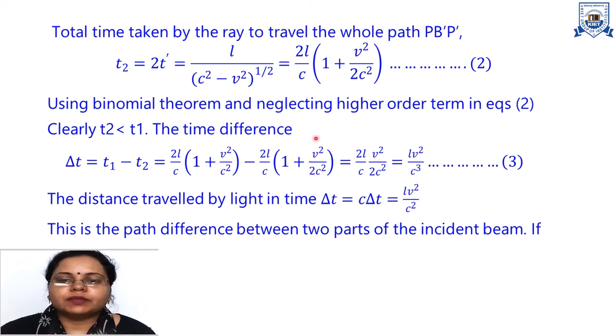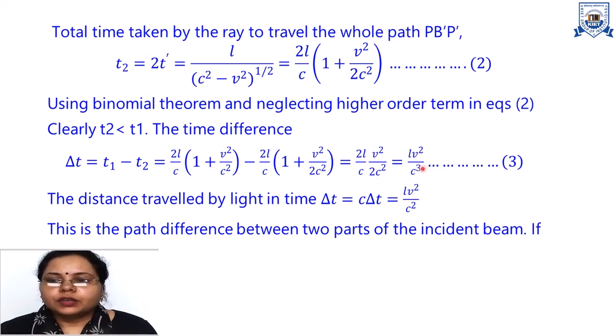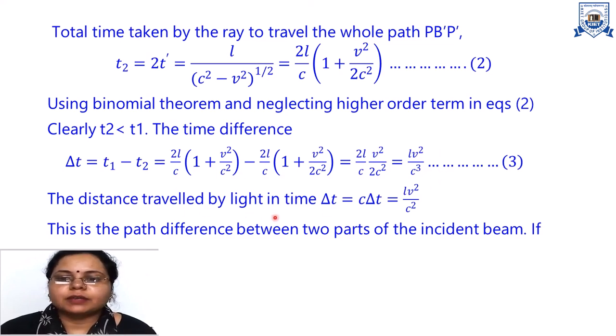So the time difference between these two rays, delta T, is equal to T1 minus T2. Now putting the value from equation 1 and 2, we get 2LV square upon 2C cube. Finally we get LV square upon C cube. The distance travelled by light in time delta T is equal to C into delta T, velocity into time difference. So it is equal to LV square upon C square. This is the path difference between the two parts of the incident beam.